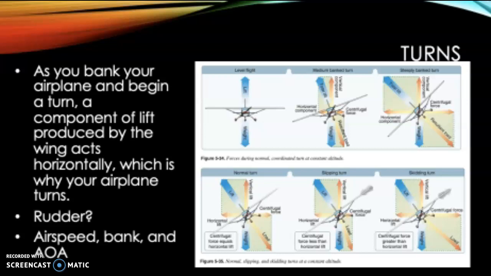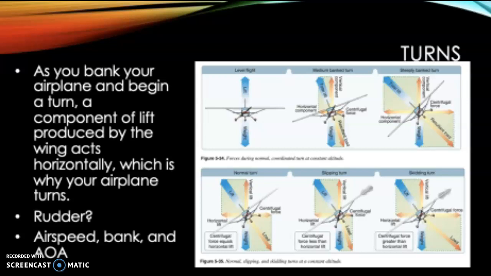It's also important to note that when the aircraft banks, lift acts inward toward the center of the turn. In a normal turn, centrifugal force is equal to horizontal lift. In a slipping turn, centrifugal force is less than horizontal lift. In a skidding turn, centrifugal force is greater than horizontal lift. An easy cheat to remember this: K comes before L, and skidding is greater.